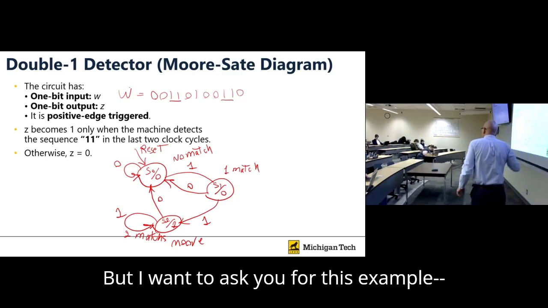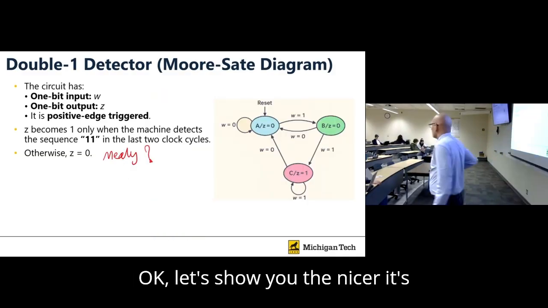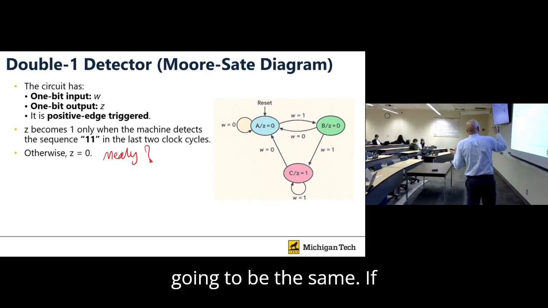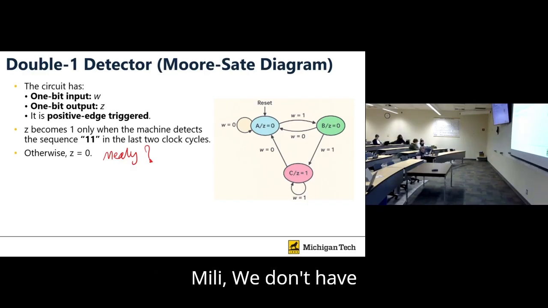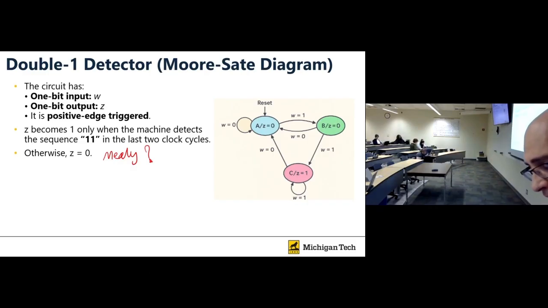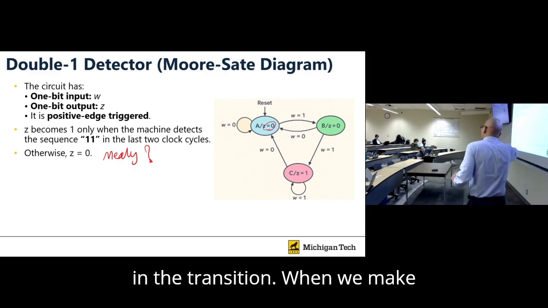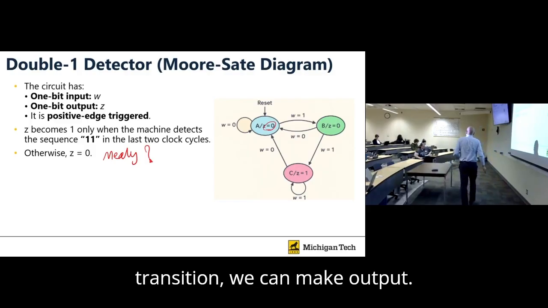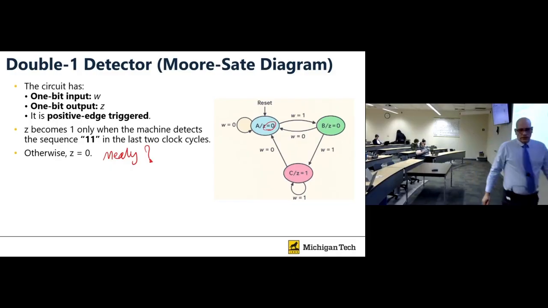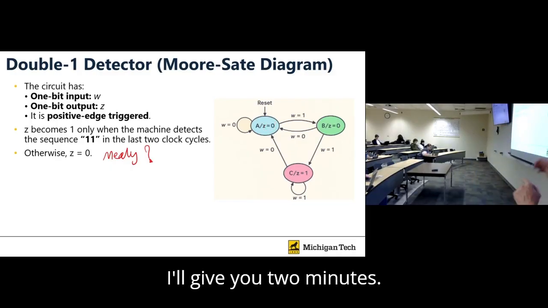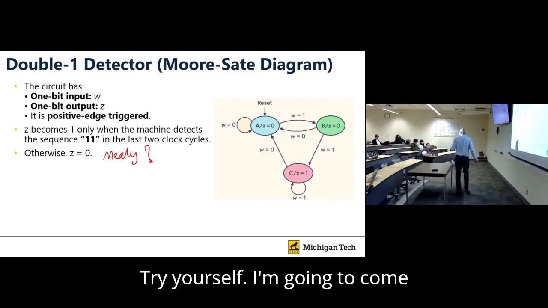I want to ask you for this example. Okay, let me show you the nicer picture. It's going to be the same. In Mealy, we don't have output inside the state. We have output in the transition. When we make a transition, we can make output. So that's one difference. I give you 2 minutes. Try to do it by yourself. I'm going to come check.